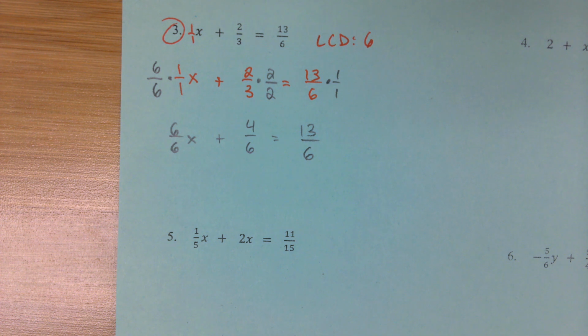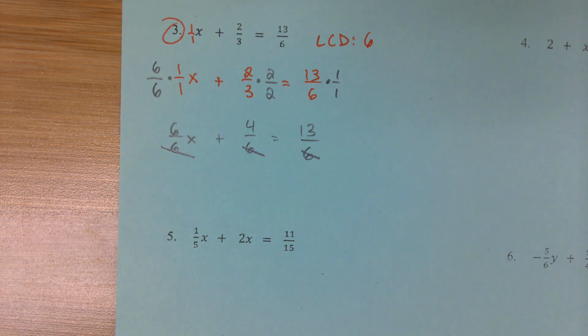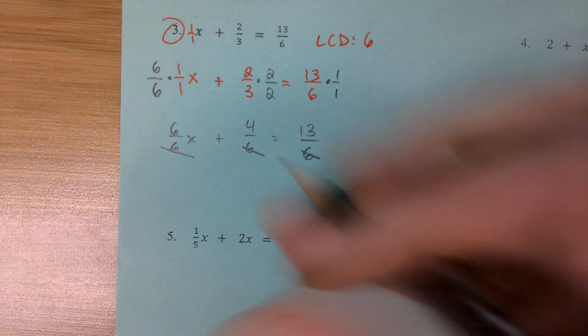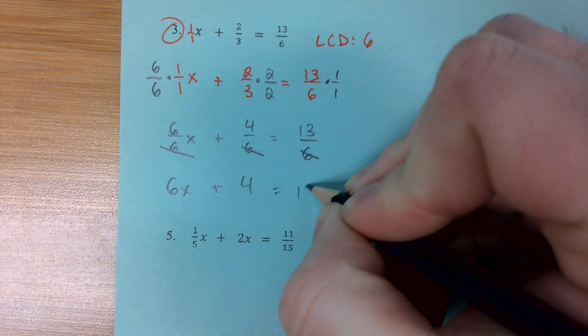What can we do now that we see all those sixes on the bottom? Noah, what can we do with them? We're going to cancel them out. We're just going to cross these sixes out. If all of our terms are out of 6, then we can just get rid of the sixes and just look at the top, which is 6x plus 4 equals 13.